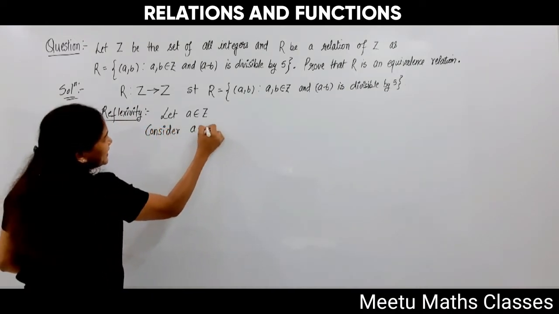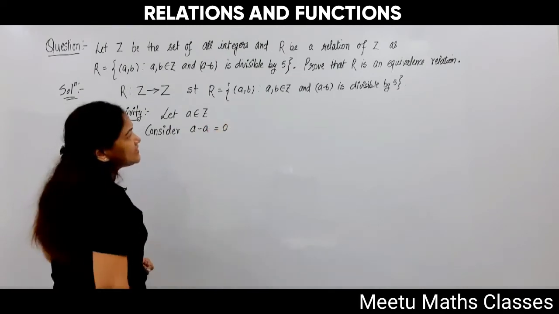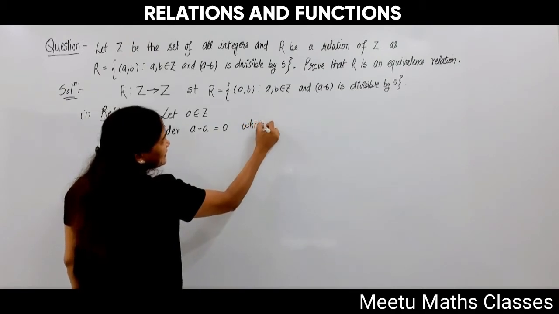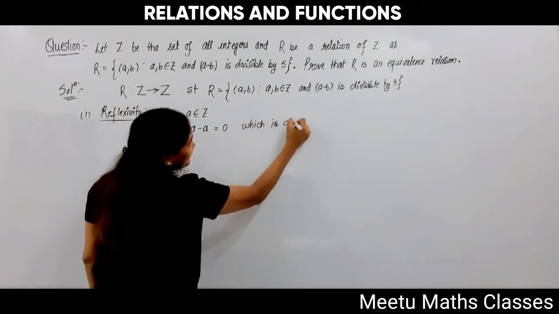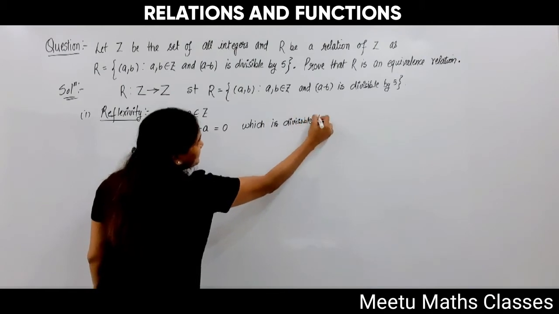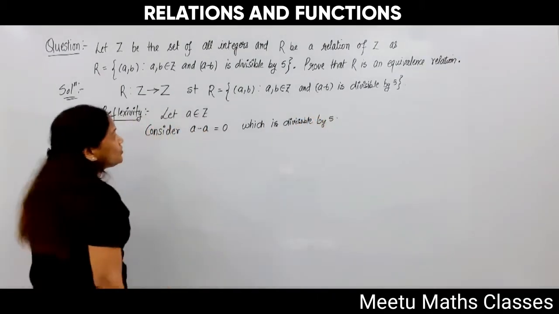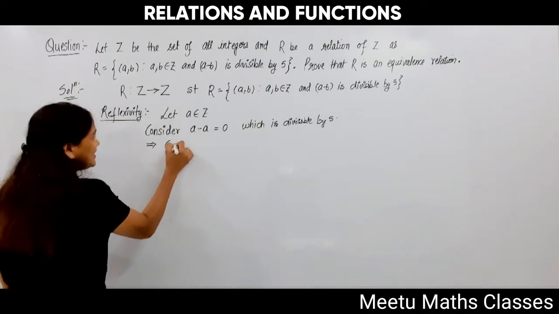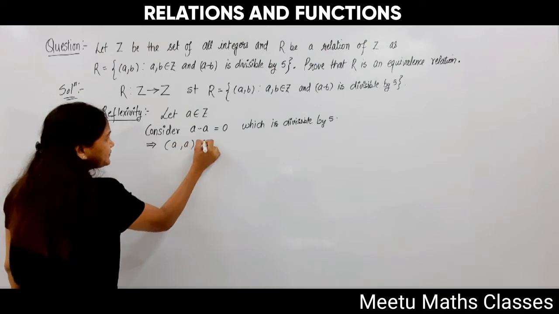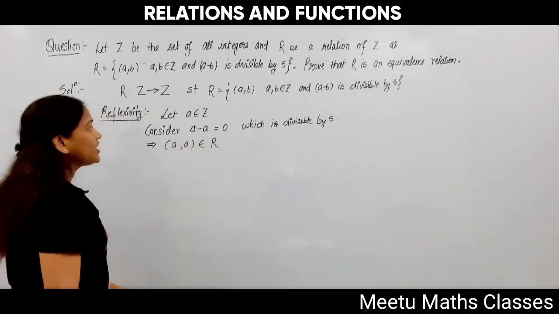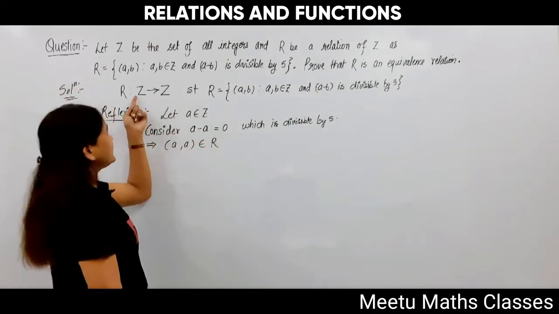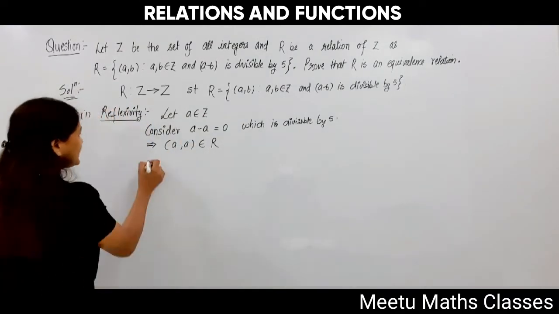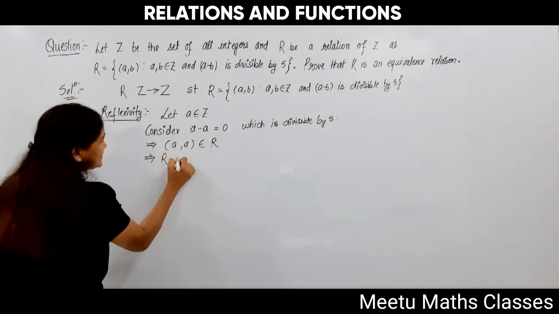Now a minus a is equal to 0, which is divisible by 5. So 0 is divisible by 5, that implies a is related to a. That means (a, a) belongs to R. Since a belongs to Z was arbitrary, every integer is related to itself. That implies R is reflexive.